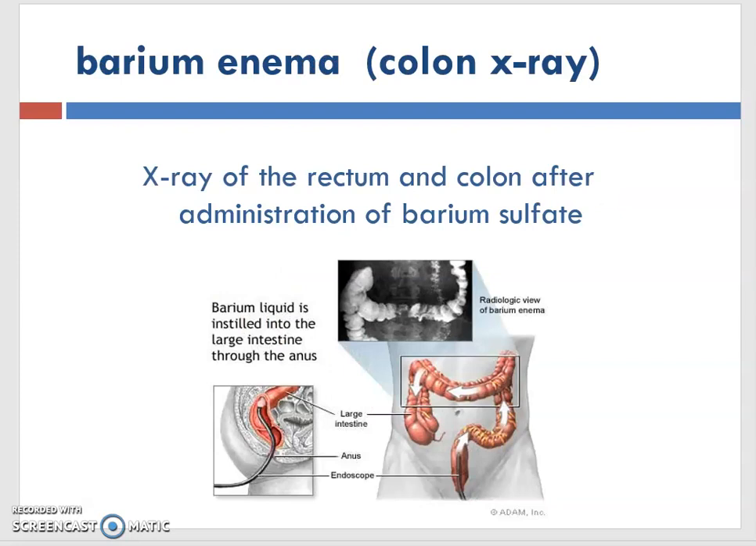Barium enema. This is a form of X-ray we can perform on a colon. It's usually done with fluoroscopy, and as I mentioned earlier with the barium swallow, this is the same sort of procedure, except it's going the other direction. So in a barium enema, they're doing an X-ray of the rectum and colon after administration of barium sulfate. That's partially true. It's not just an X-ray, though.